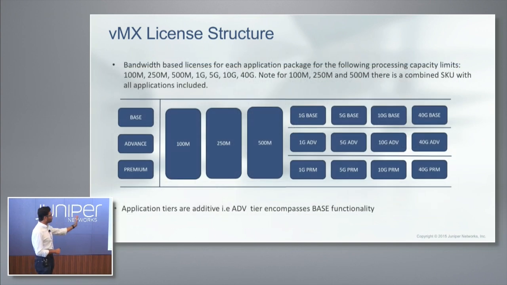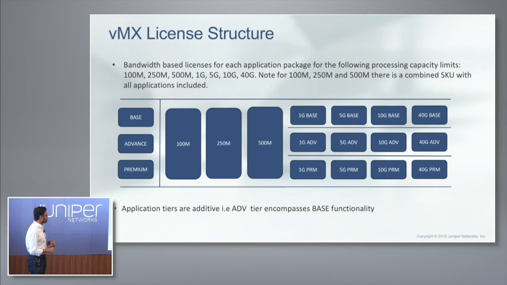And the way the licenses are structured, anything below 1 gig, we include everything, right? So we include Base, Advanced, and Premium. You don't actually have to buy separate licenses for that. Anything beyond 1 gig, we have the tiers: Base, Advanced, and Premium.